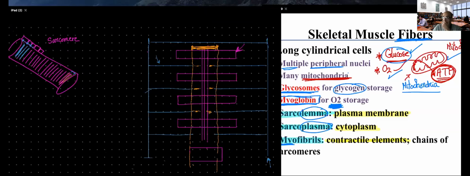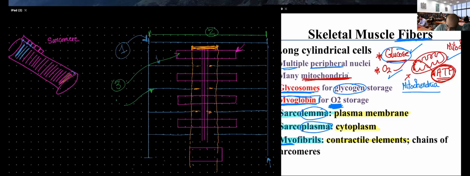All right, so please name the different parts of the sarcomere. So start here. This is one. Hold this together. Two. This is going to be three. Four.